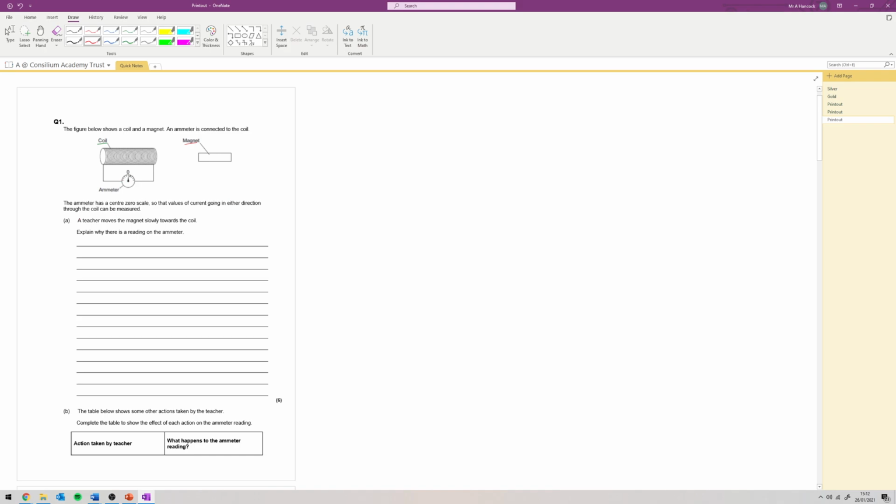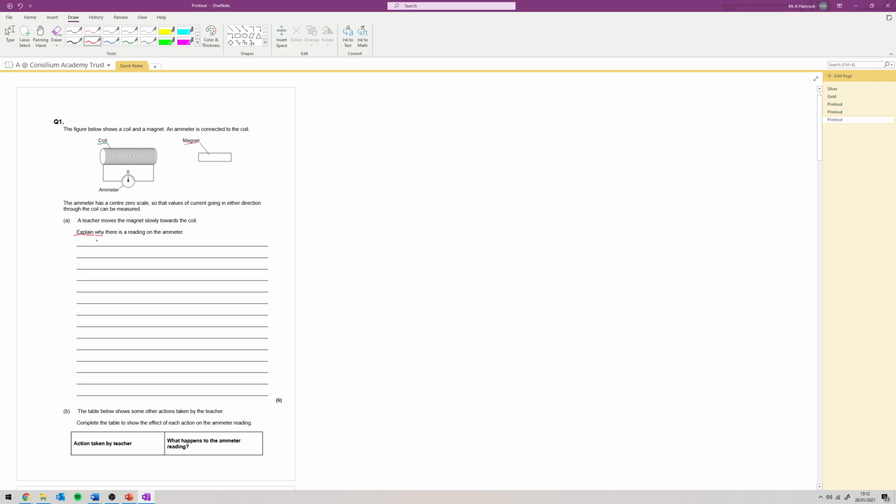That just means, as you saw on the simulation I just had, the needle went positive and it went negative. That's all that means. A teacher moves the magnet slowly towards the coil. Explain why there is a reading on the ammeter. So this is an explain question, and you can see it's a 6 marker. Well, if I just got a block of wood and moved it towards the coil, nothing's going to happen.